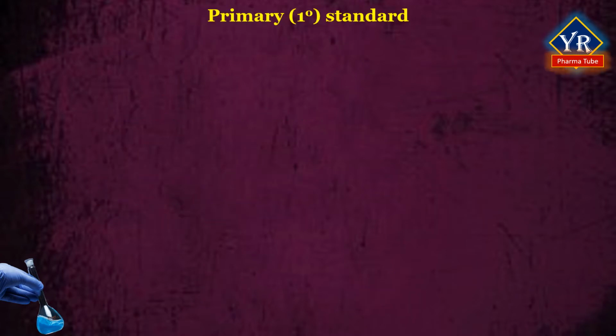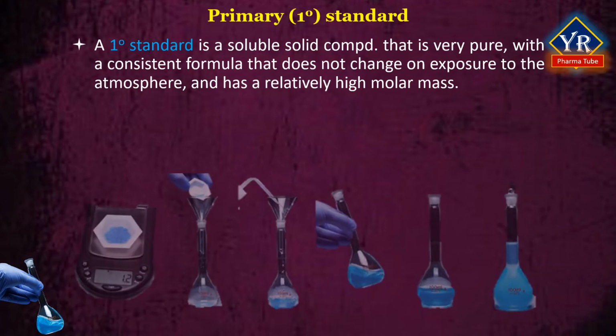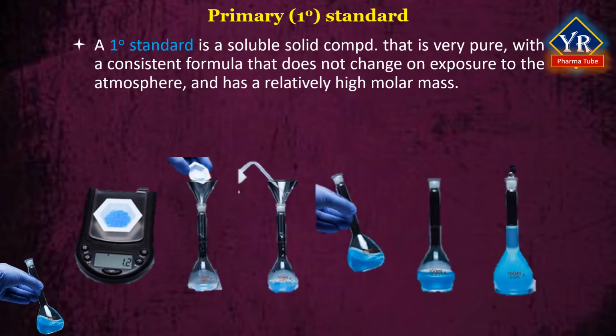The primary standard. A primary standard is a soluble solid compound that is very pure with a consistent formula that does not change on exposure to the atmosphere and has a relatively high molar mass. In other words, a primary standard is a reagent for which we can dispense an accurately known amount of analyte.